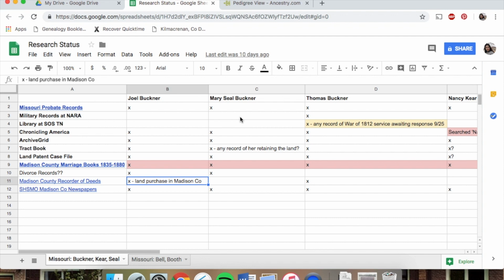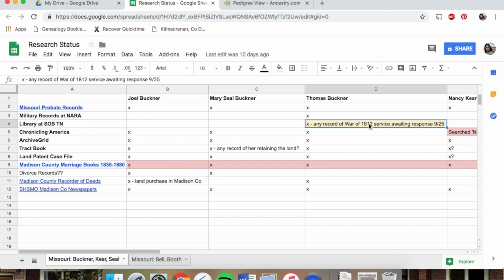The other thing that you will notice is color. I have color-coded things. Red I have used to indicate that I have looked into the source and I cannot find a reference to anybody. So I looked into the Madison County marriage books and I didn't find any reference to any of these four people, which is really discouraging because they definitely should have been there. So now I'm just at a loss, but now I know.